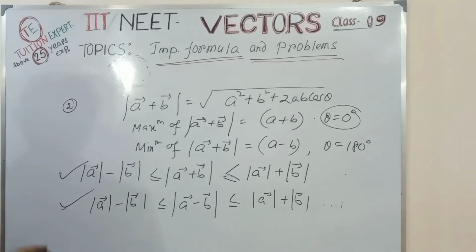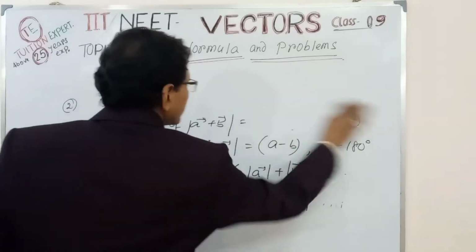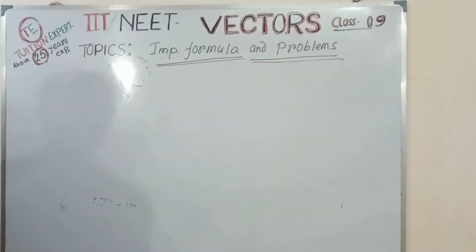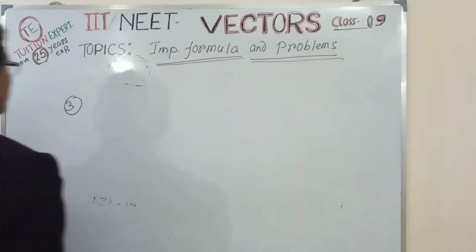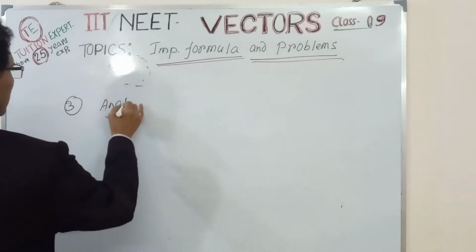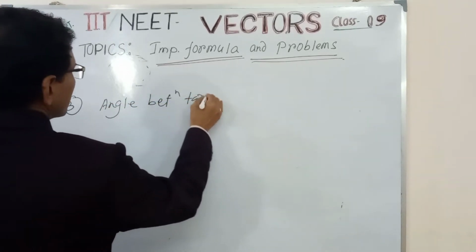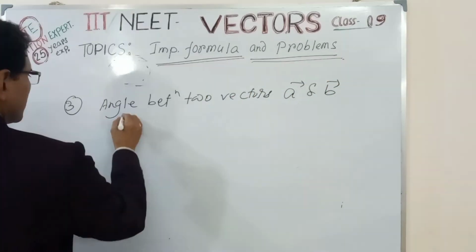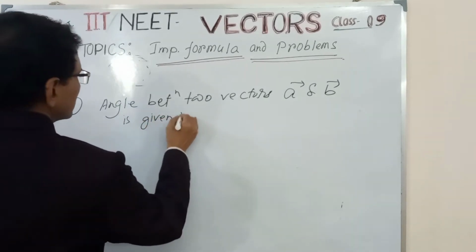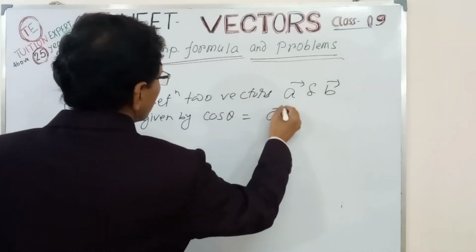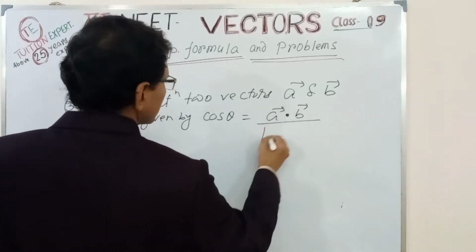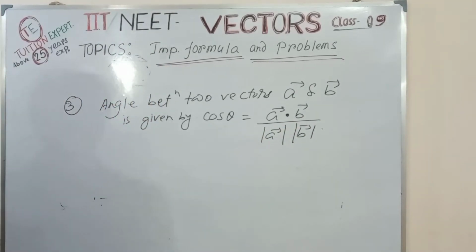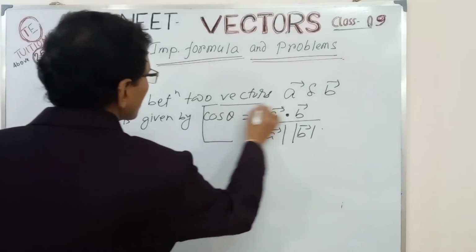Next formula, formula 3: the angle between two vectors a and b is given by cos theta equal to a dot b by mod a mod b. So to find the angle between two vectors, we use this formula.